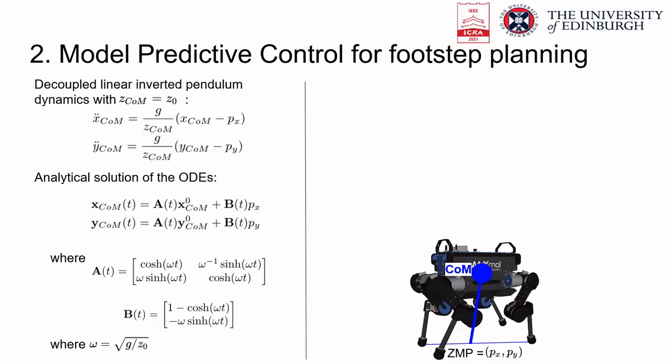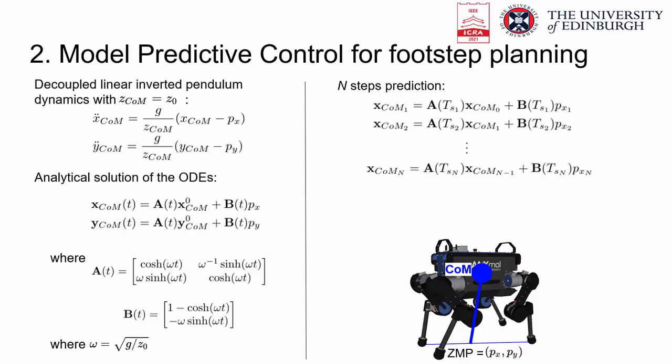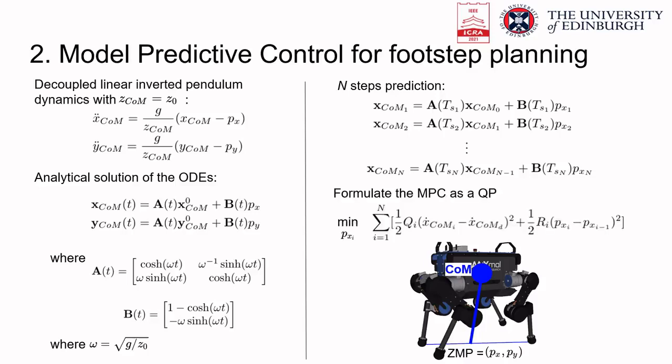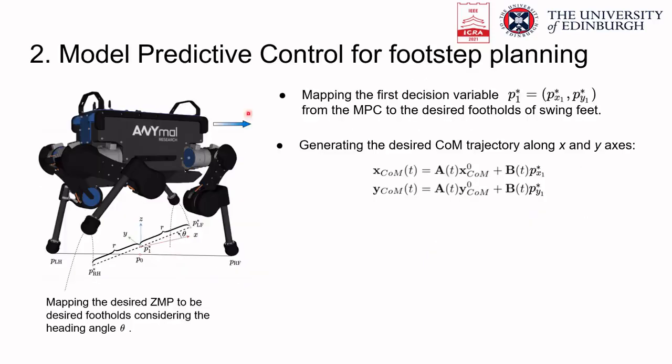We formulate the MPC as a QP with a cost function aiming to track the desired heading velocities. By solving the QP, we can generate the optimal ZMPs for n steps. We only use the first optimal ZMP to map the desired footholds. The ZMP is set to be the midpoint of the supporting line.